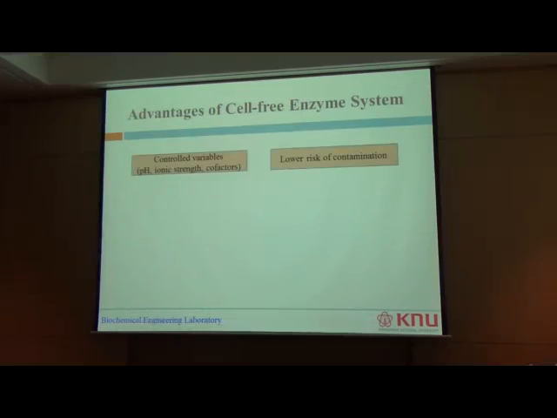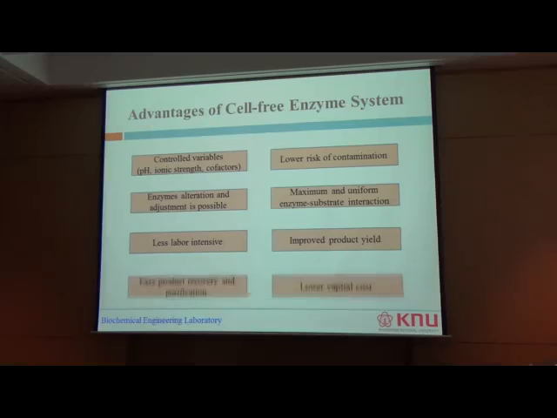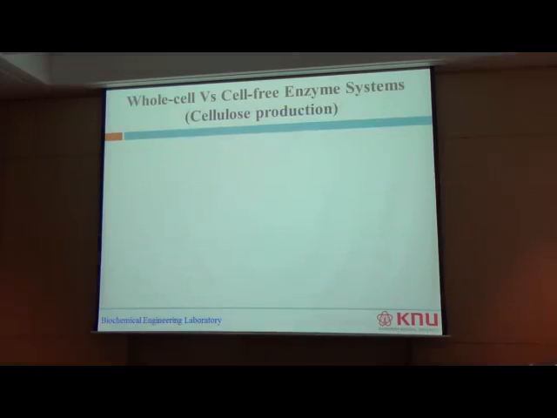What are the advantages of a cell-free system compared to a conventional microbial system? In the cell-free system, pH, ionic strength, and cofactor concentration can be easily controlled. Moreover, there is a lower risk of contamination by other microorganisms since no microbial cells are involved, and enzyme concentration can be easily adjusted. Enzymes of desired features can be introduced in the metabolic pathways, and there is maximum and uniform enzyme-substrate interaction during the reaction. The process is less labor intensive, resulting in improved product yield. The product can be easily recovered and purified, resulting in lower capital cost.